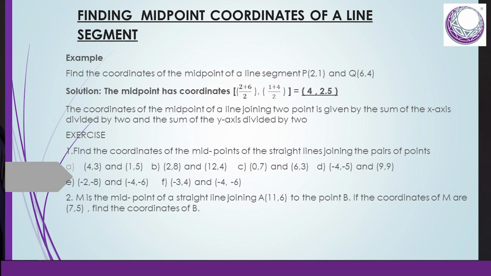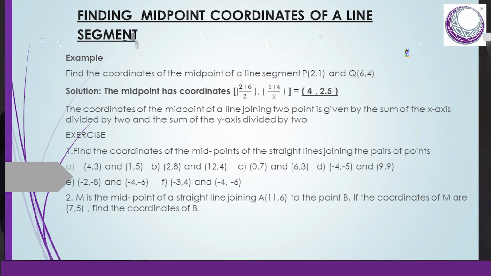Now I always start with my example. I want to find the coordinates of the midpoint of a line segment which joins P to Q. Now my P has the coordinates (2, 1), and my Q has the coordinates (6, 4). So the midpoint coordinates, in other words, the center coordinates of the line PQ, is going to be (2 + 6) over 2.